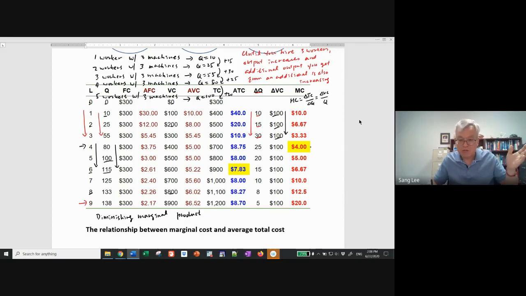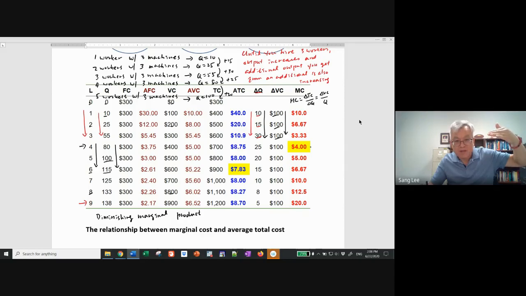Here, because we only have 3 machines, if you have more than 3 workers, then at any moment, one of the 4 workers will be waiting in line. Yet whoever waits in line will cost you as much as the other workers, $100. So here, when you have 3 workers combined with the 3 machines, up to 3 workers, each time you add another worker, the additional output you get is increasing.